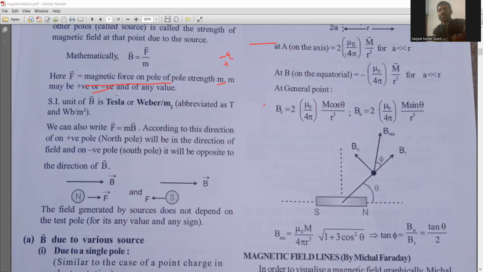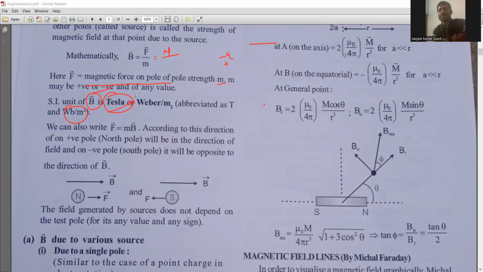So the SI unit of B is Tesla. What is Tesla? You can see here force, that is Newton, and M. Let's first discuss weber per meter square, that is called Tesla. You know, the unit of magnetic field is Tesla.